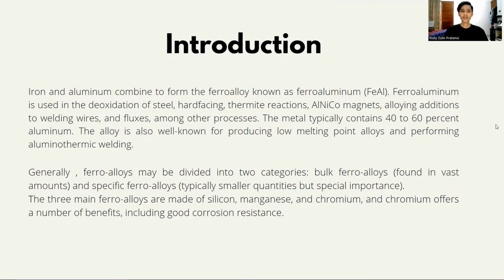In general, ferroalloys may be divided into two categories. First, bulk ferroalloys, and second, specific ferroalloys. The three main ferroalloys are made of silicon, manganese, and chromium. For the chromium, it offers a number of benefits, including good corrosion resistance.